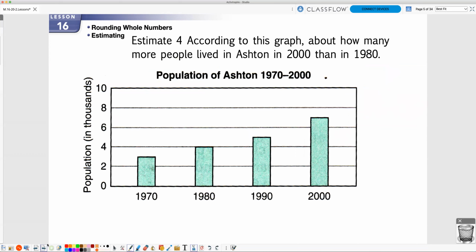Here it says, estimate according to this graph, about how many more people lived in Ashton in 2000 than in 1980. In the year 2000, I can see that the value is 7,000 people, and in 1980 it has 4,000 people. So in this case, it's simply 7,000 minus 4,000, which would be an estimation of 3,000 more people living in Ashton in 2000 than in 1980.